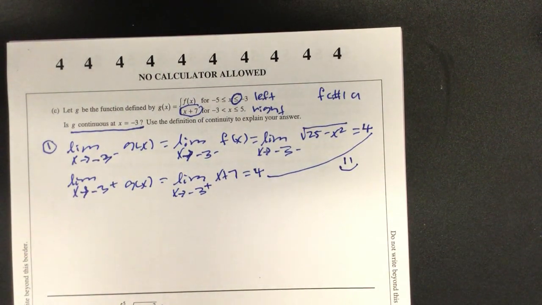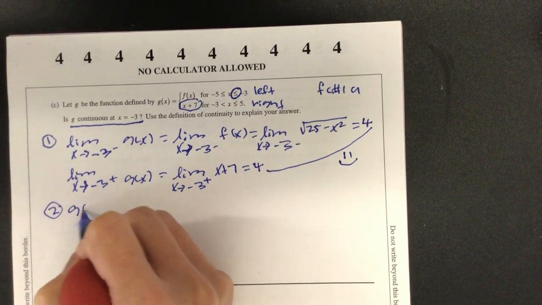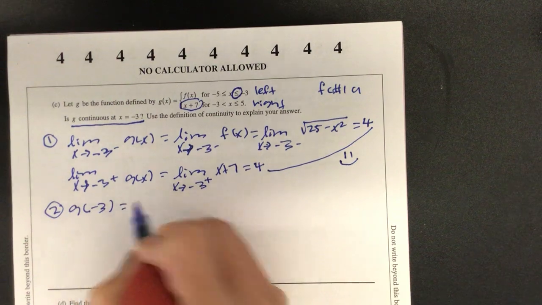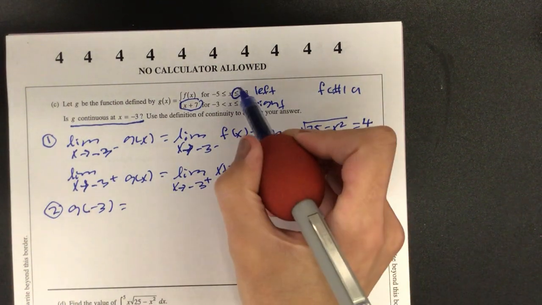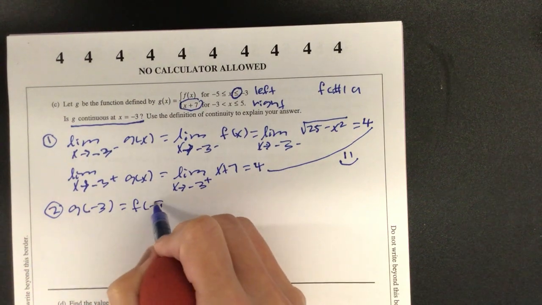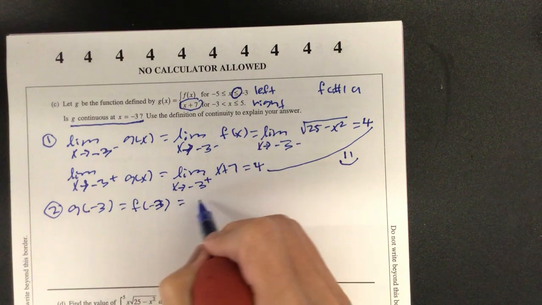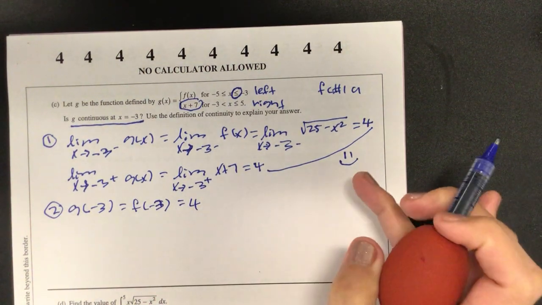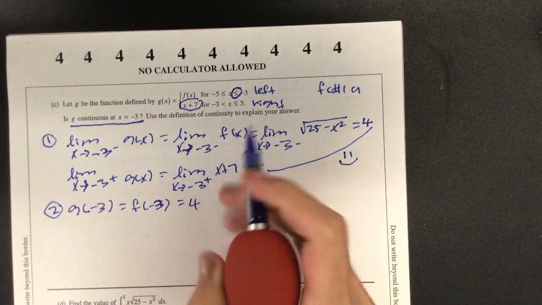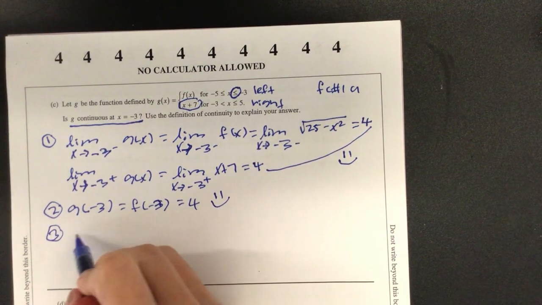Are we happy with step 1? Yes? Step 2, now we have to see if the point on g of negative 3 exists. And y'all remember g of negative 3? The equivalent part is on the top one. That is our f of negative 3. We already found our f of negative 3 on part B. That was 4 as well. So are we happy that the limit and the point is the same? Yes? So our final one is 3.